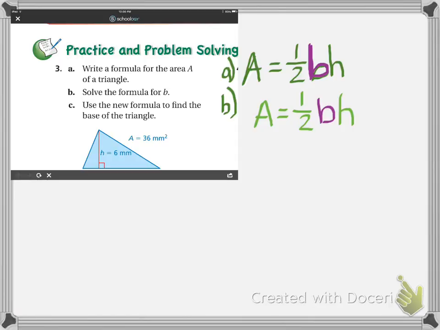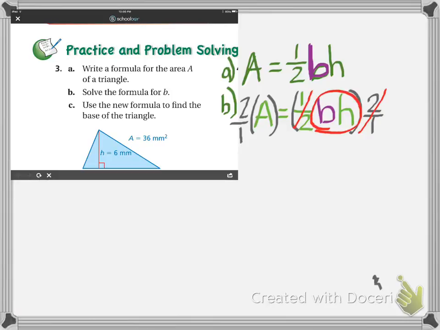First thing that you want to do is get rid of that fraction. Remember, to get rid of our fractions, we multiply by the reciprocal. The reciprocal of 1/2 is 2/1, or you can just think of it as 2. And whatever we do to one side, we do to the other. So now 1/2 and 2 are canceled out. All that is left on the right side of our equal sign is BH. And 2 times A is just 2A. So we have 2A equals BH.